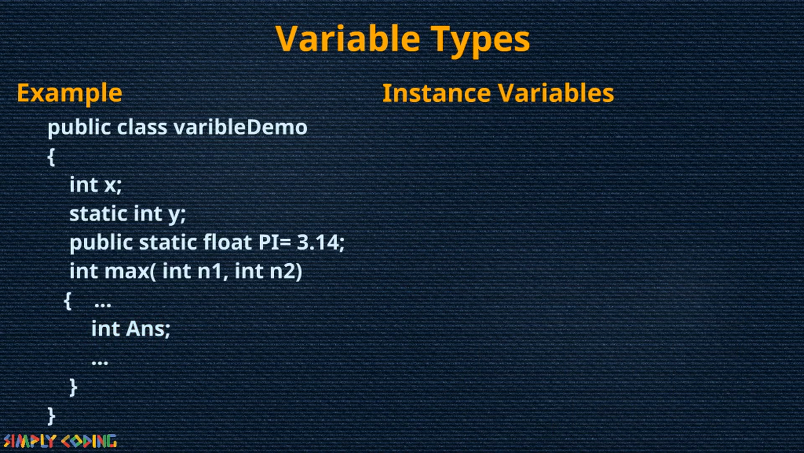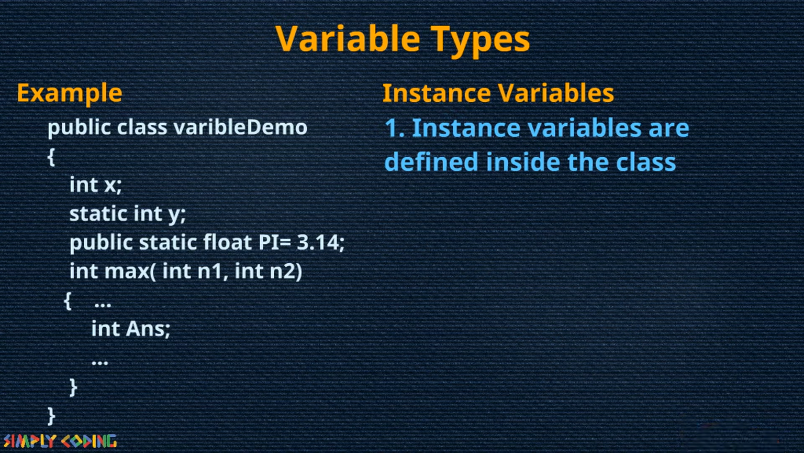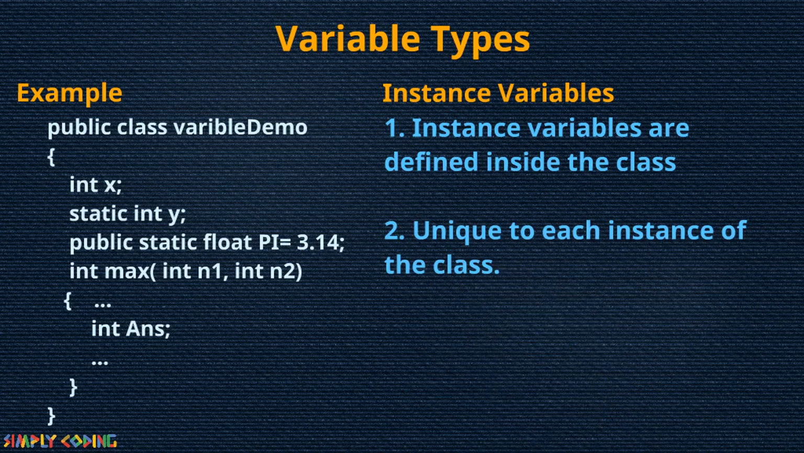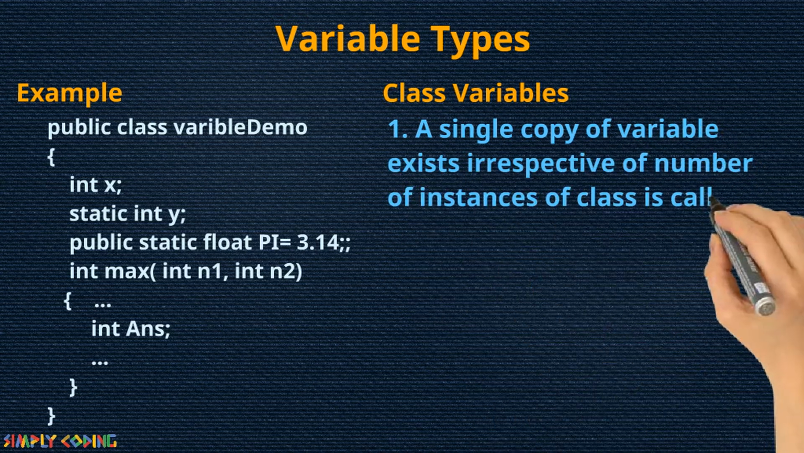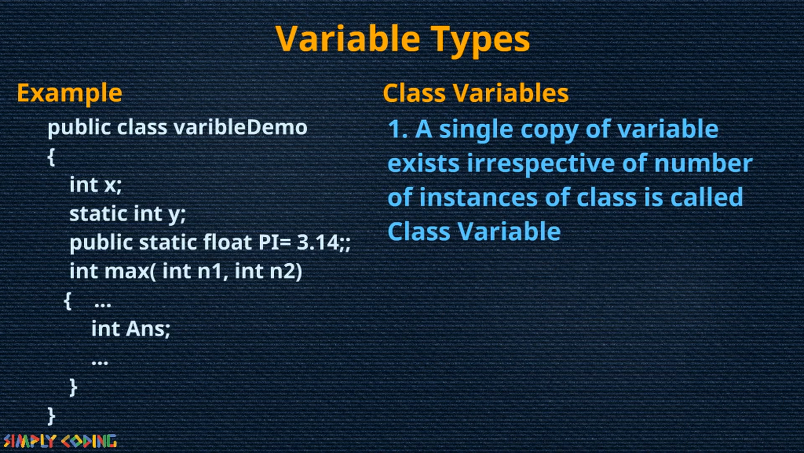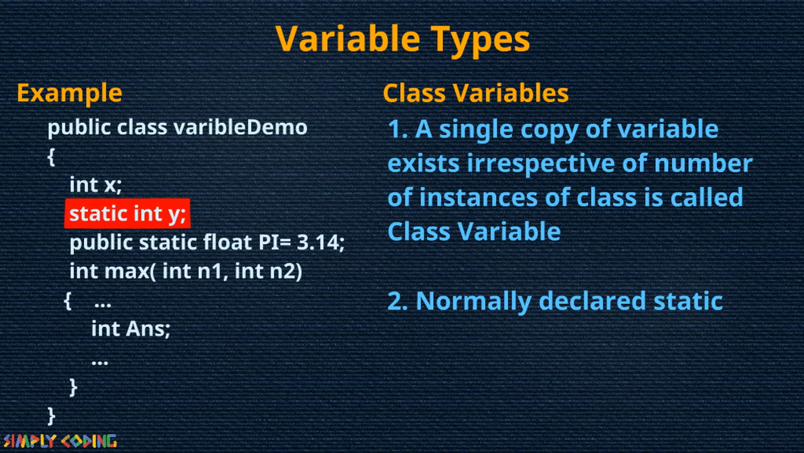Instance variables are defined inside the class and their value is unique to each instance of the class. In this example, all the variables which are outside of methods in the class are called instance variables. When a single copy of a variable exists, irrespective of the number of instances of the class, it is called a class variable. It is normally declared static. The static variables over here are class variables.